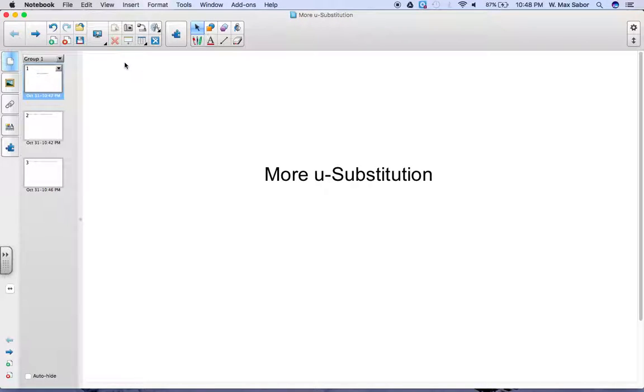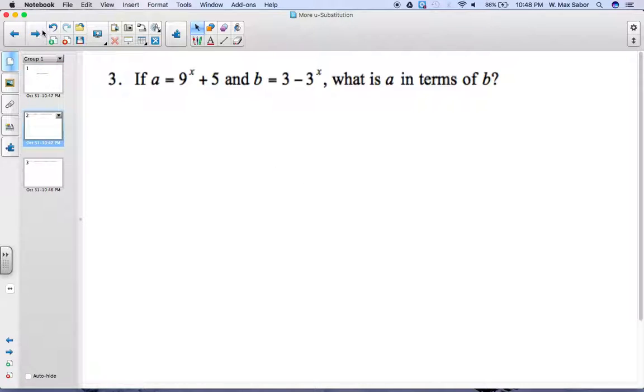I was asked to do more practice problems with u-substitution, and these two are from Pre-Calc Benchmark Pretest 3. These are questions where we have two variables that we want to write in terms of each other, and they're written both in terms of a third variable with exponentials.